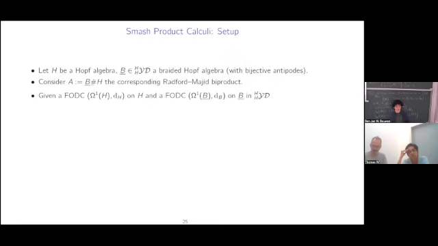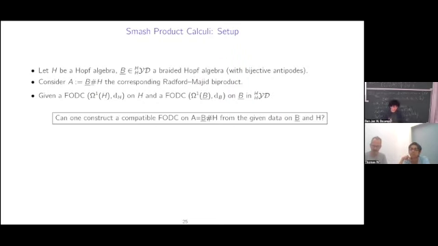Then, given a first-order differential calculus on H and a first-order differential calculus on B in the category of Yetter-Drinfeld modules of H, the question that we ask is, can we construct a compatible first-order differential calculus on the smash product, given this data? And the answer is yes.